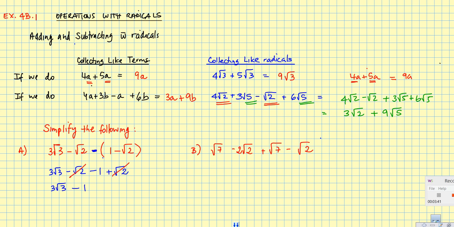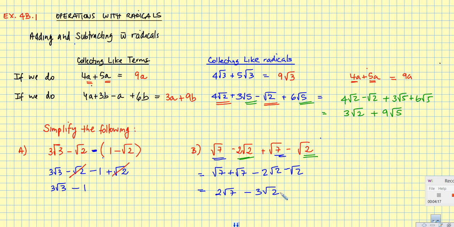If we now look at the next example, I've got a root 7 and a root 7. So I can do root 7 plus root 7, collect those like radicals. And then I collect the other like radicals, which are here and here, root 2 and root 2, so that I have minus 2 root 2 minus 1 root 2. And therefore, this goes to 1 root 7 plus 1 root 7 is 2 root 7. And then minus 2 root 2 minus 1 root 2 gives me minus 3 root 2.